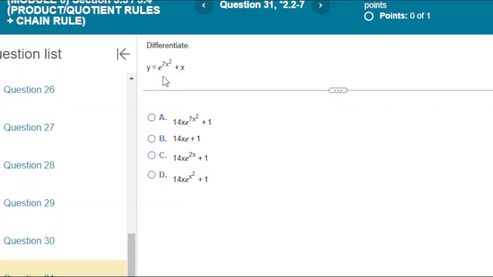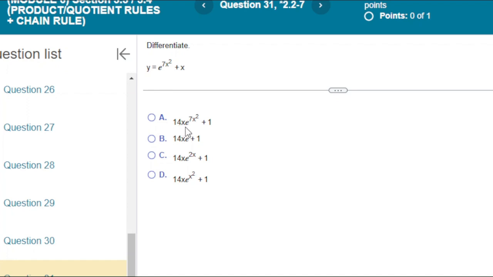Okay, now what's the derivative of this? Well, again, the derivative of x is just 1. So notice we have this 1 on the end here. And the derivative of a sum is the sum of the derivatives, right? So we can just do the derivative of this plus the derivative of this. The derivative of x is 1. What's the derivative of e to the 7x squared? Well, it'll be e to the 7x squared times 14x.